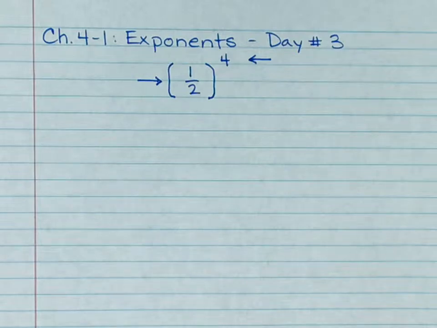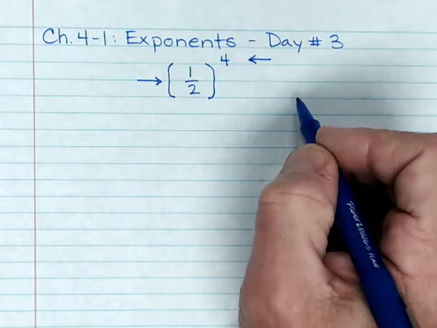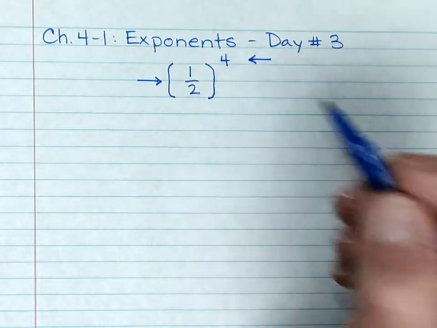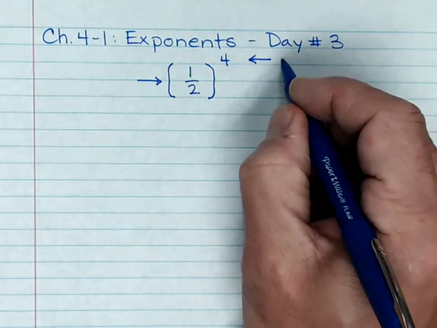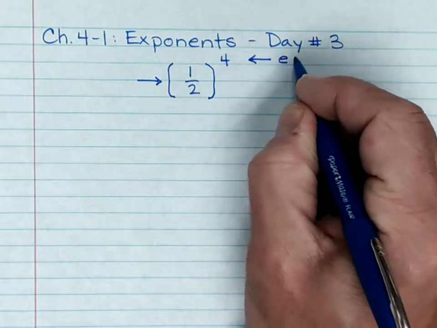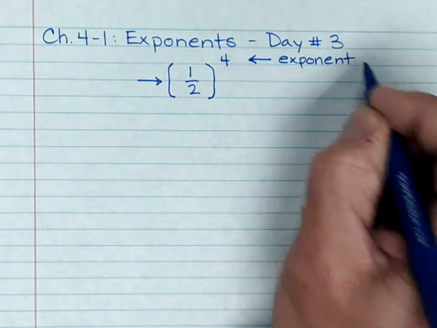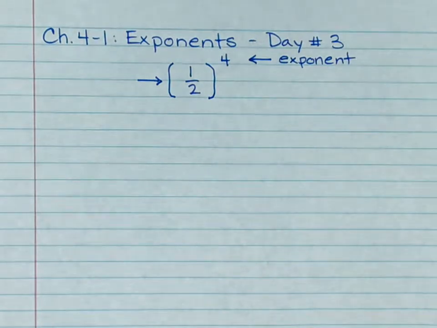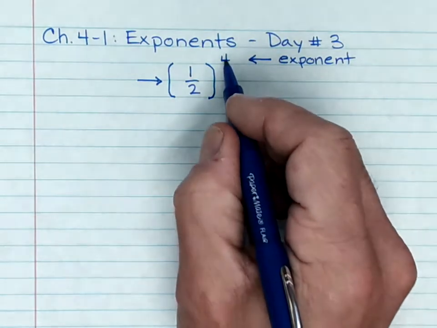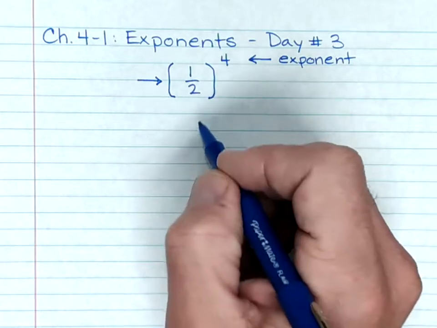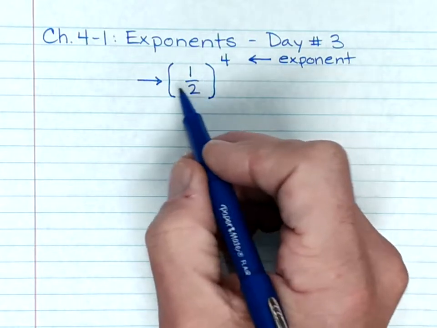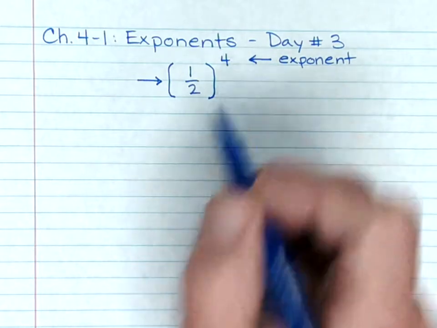So here's day 3 on exponents, still reviewing the introductory stuff. This one's a slightly different example from the past 2 days. This is still considered your exponent here. Your exponent, physically speaking, will always be a smaller number in the top right hand corner, and that is telling you how many times to multiply the base to itself. I'm showing you the quantity half to the 4th power here.